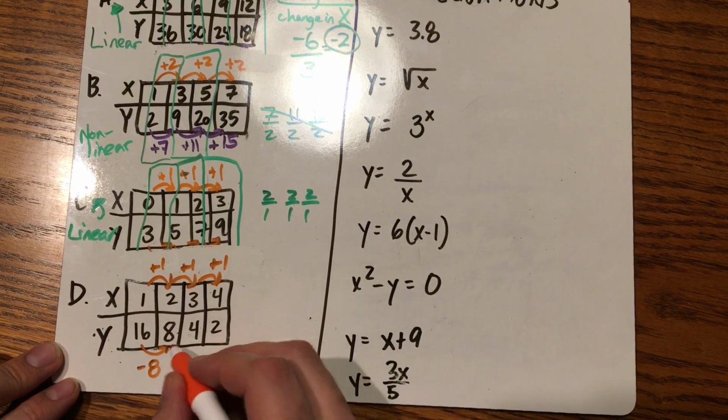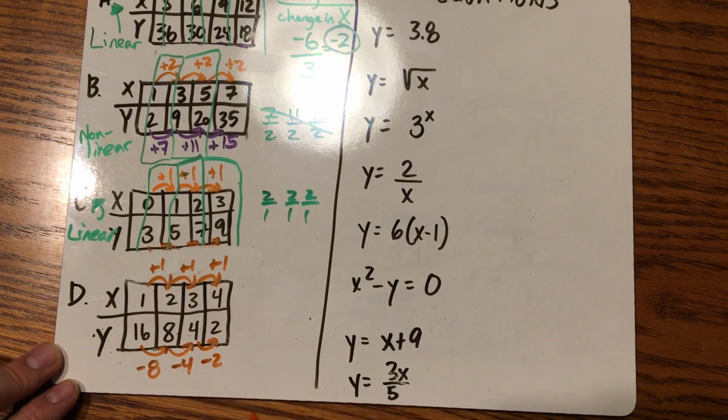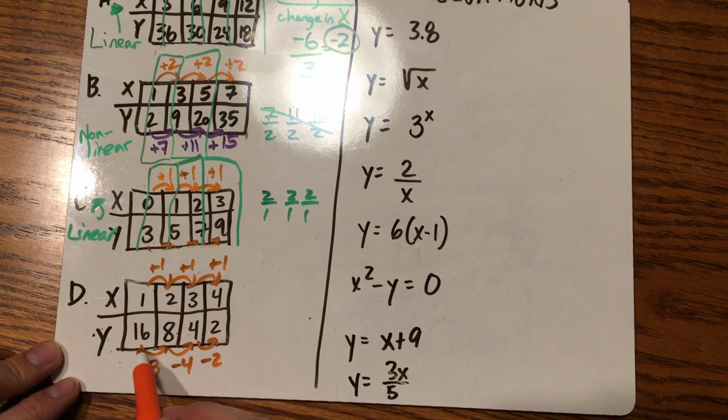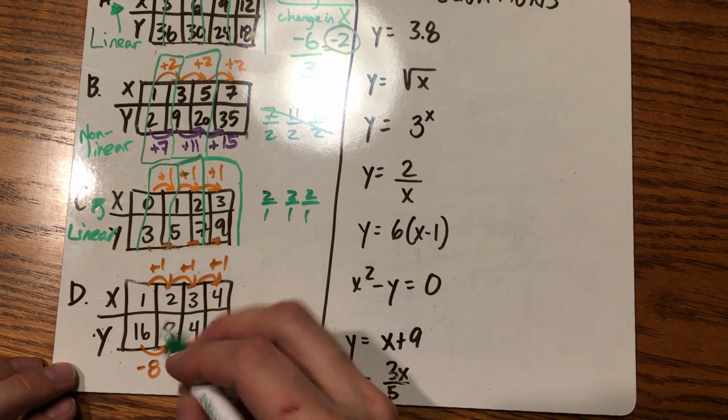I know it is dividing by 2, but when you're looking at the slope or the rate of change, you have to do adding and subtracting. So don't look at that and say, oh, it's dividing by 2, because I know it is, but when you're doing this, it has to be adding and subtracting. So -8, -4, -2, these are all different, aren't they?